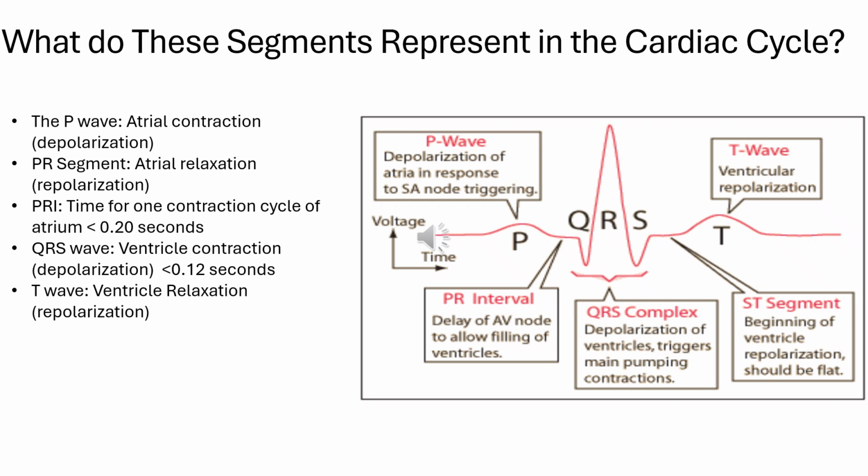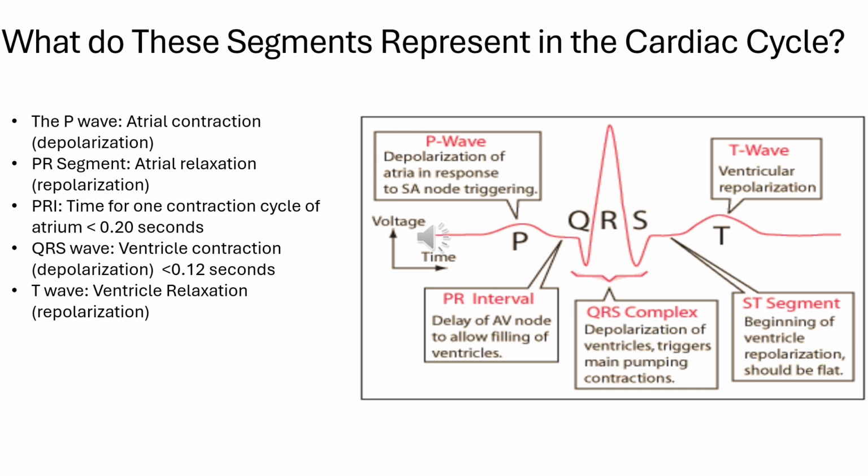Your atria also relax, but if you noticed, I didn't mention that there's a spot on the EKG that shows that. And that's because your atrial relaxation is going to be hidden within your QRS complex. I want you to think about why. Your QRS complex represents ventricular depolarization. This is going to create a much larger waveform than when our atria relax or repolarize.